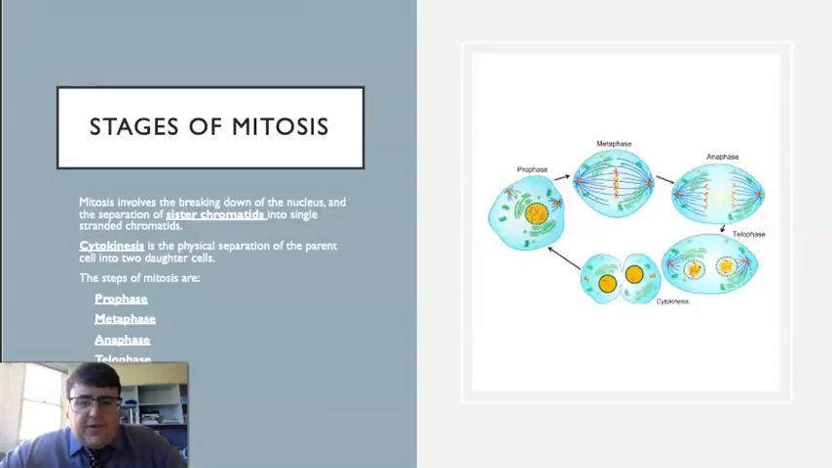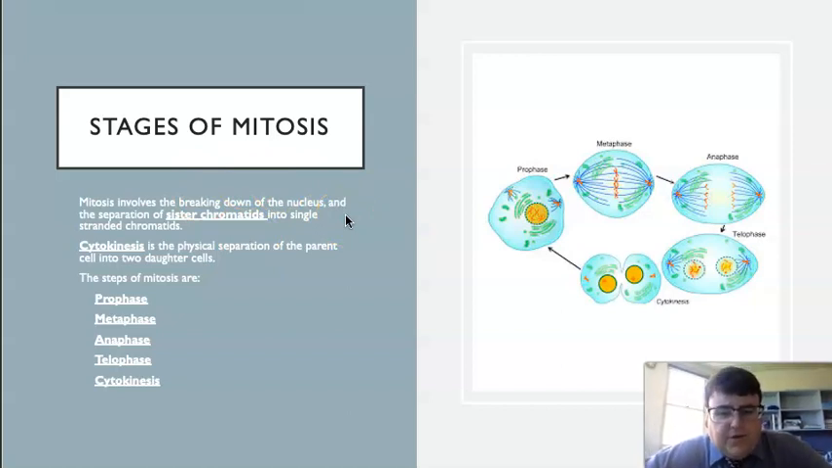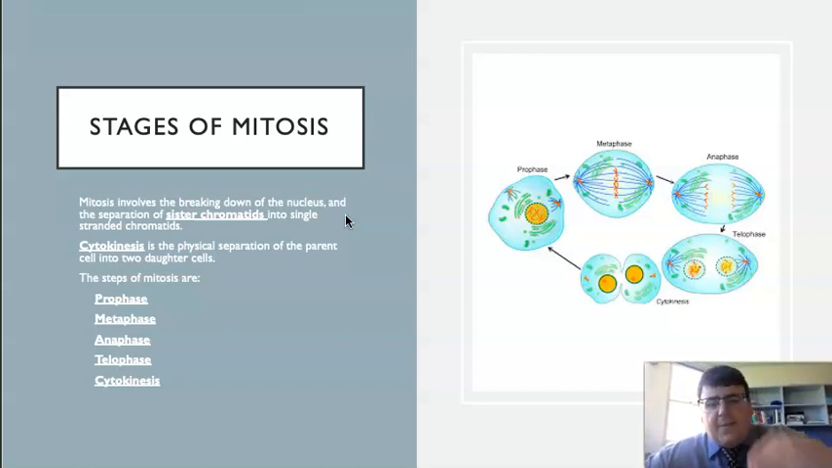So first off, before we even talk about these phases, let's talk about what the phases are. Cell division can be broken into 2 stages, mitosis and cytokinesis. The mitosis stage itself is the division of the nucleus and creating a new nucleus, whereas cytokinesis is the physical separation of the 2 cells. So mitosis, breaking down the nucleus, separates the sister chromatids into single-stranded chromatids, and cytokinesis is the physical separation of the parent cell into 2 daughter cells.